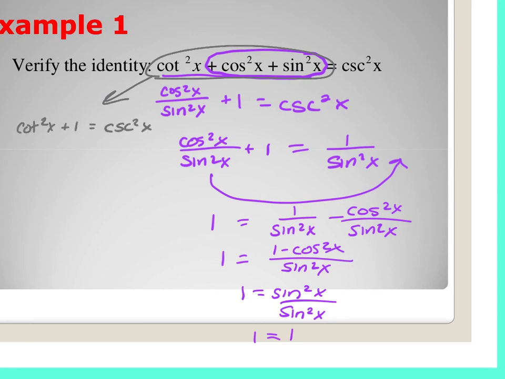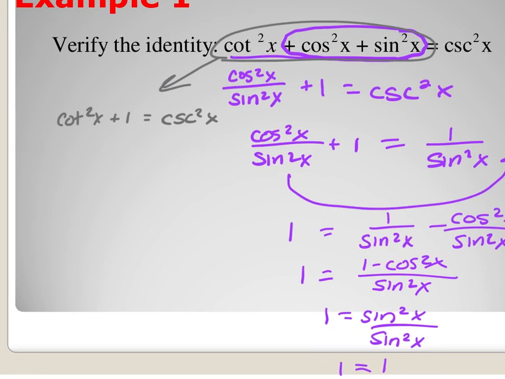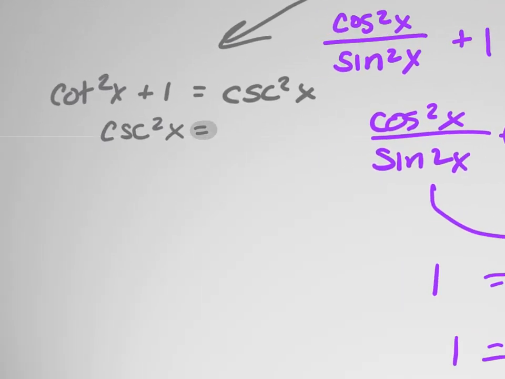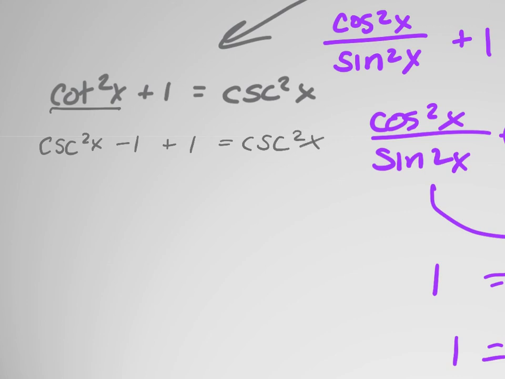And then change the cotangent squared x to cosecant squared x minus 1. Oh, you don't even need to do it. Because what's your trig identity with cotangent? Cosecant squared x minus 1. Oh, okay, I see what you're saying. So you're replacing the cotangent. Cosecant squared x minus 1 plus 1, and they cancel out.